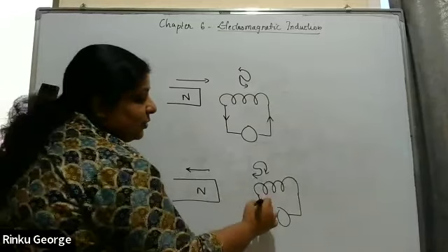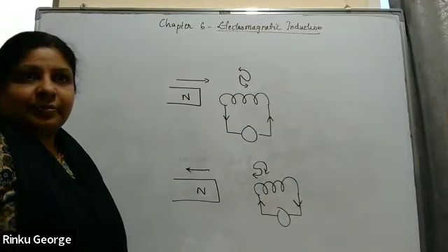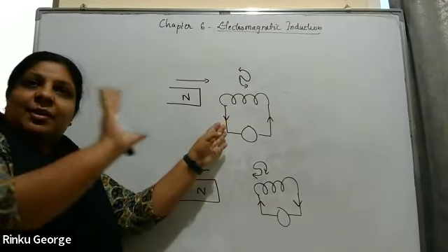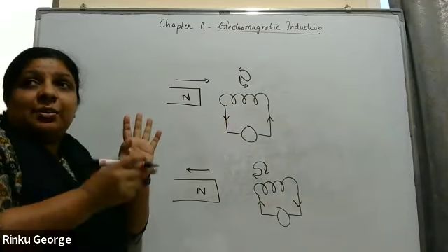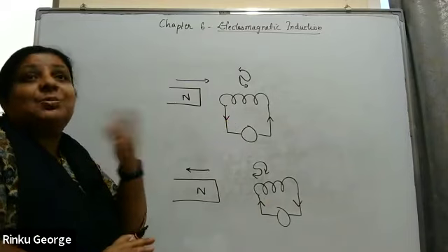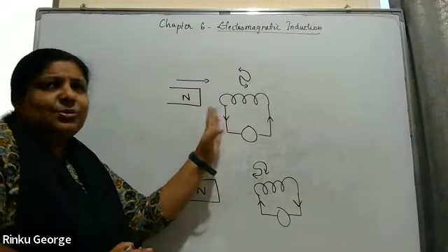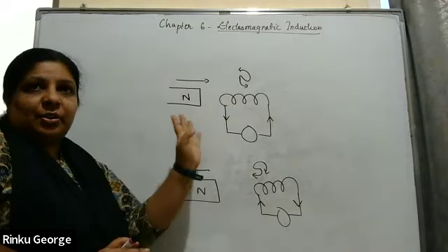Clockwise. The current produced will be clockwise. Understood? Okay. So if the north pole is coming towards the coil, the coil will repel the north pole. Whatever is the cause for inducing EMF, that will be opposed. Here, what is the cause? The north pole coming is the cause. So it will repel the cause by inducing a north pole and repelling the north pole.